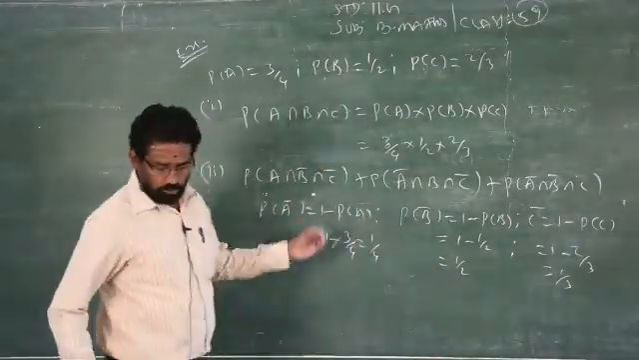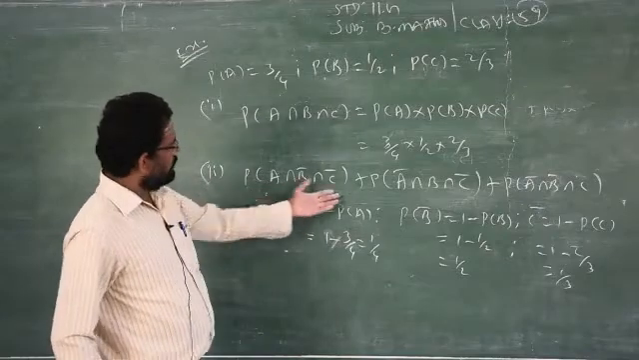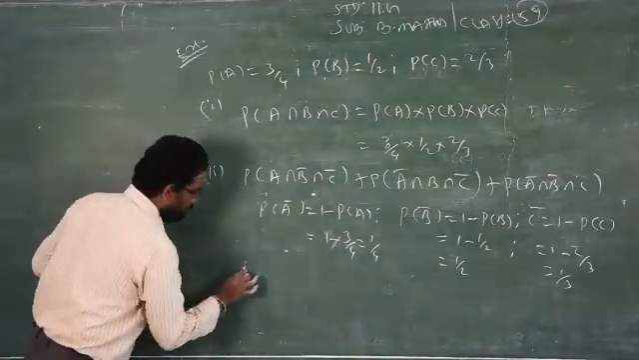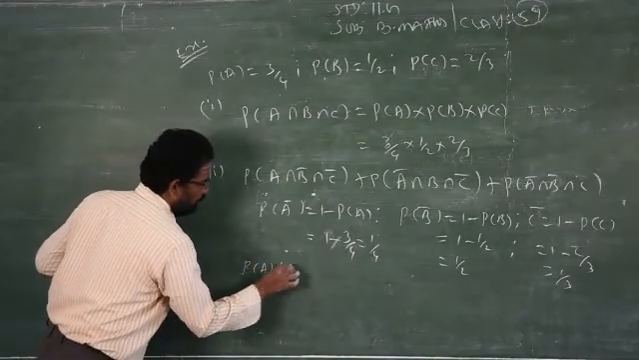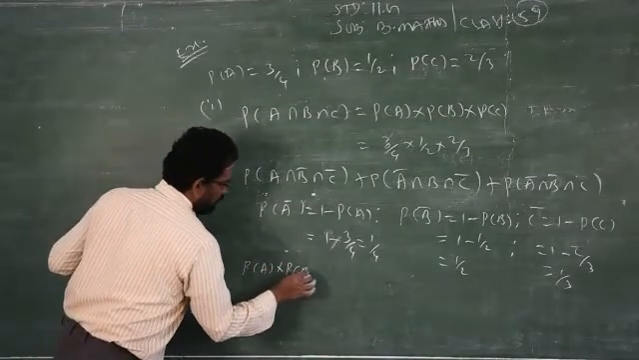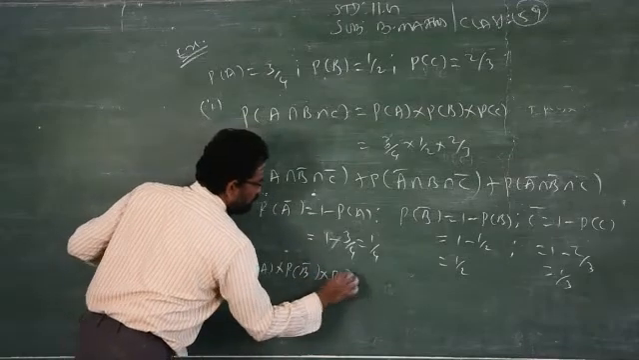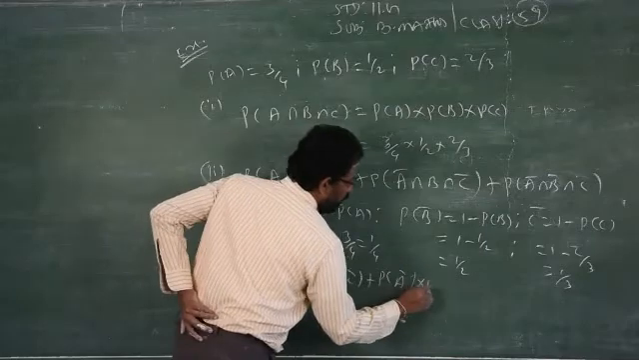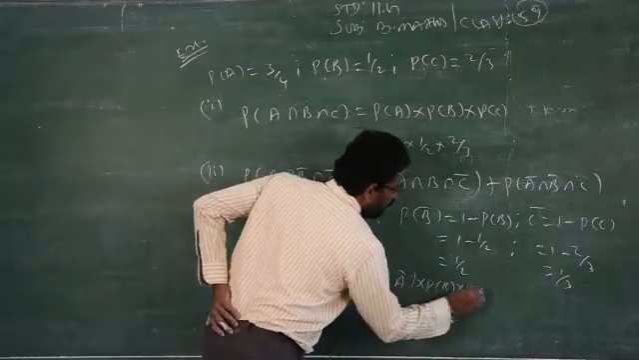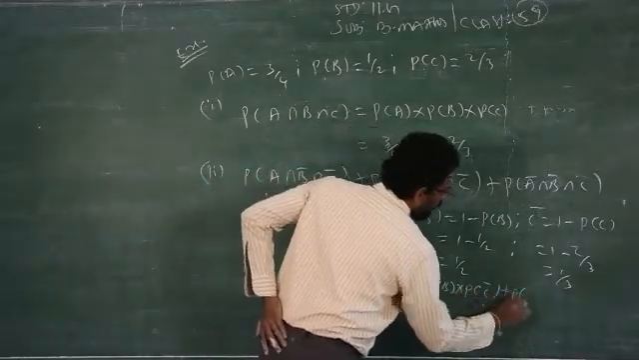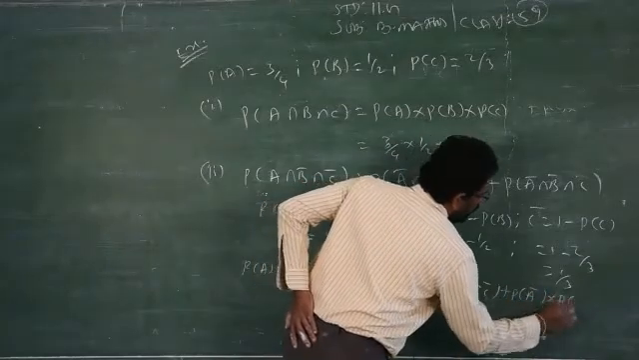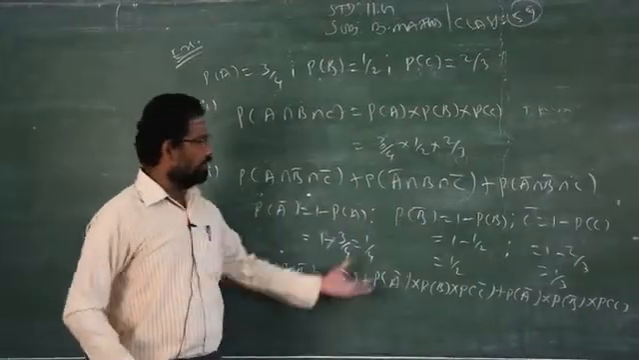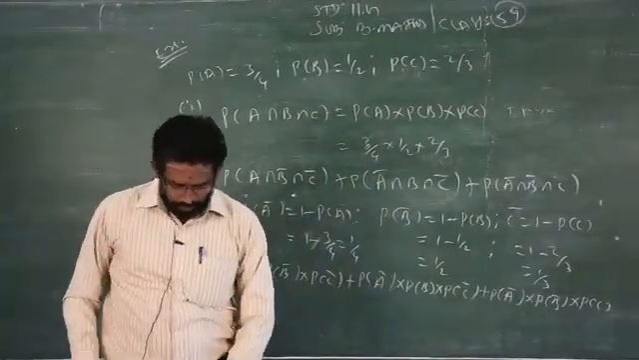Just substitute in this formula, in intersection form. You have to write P of A into P of B bar into P of C bar, and next you can write P of A bar into P of B into P of C bar. The last one, P of A bar into P of B bar into P of C. Just substitute the values and simplify, and you will get the answer.